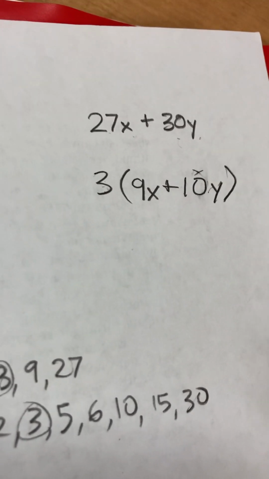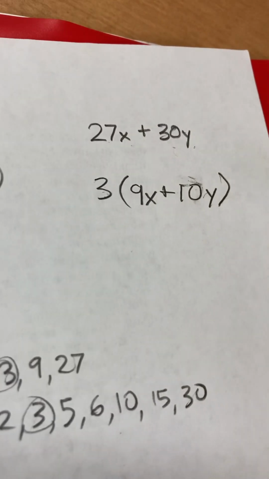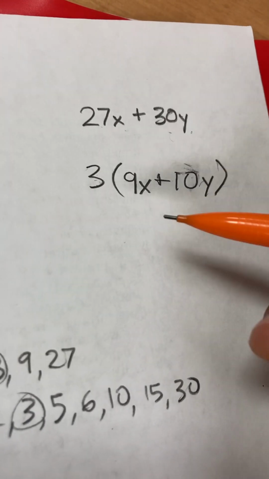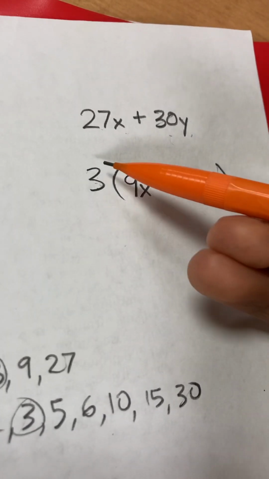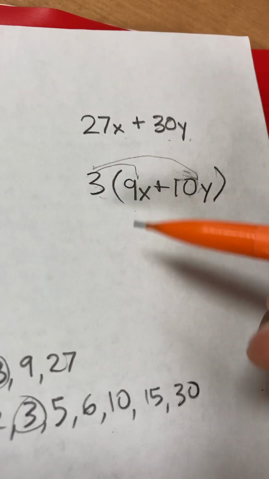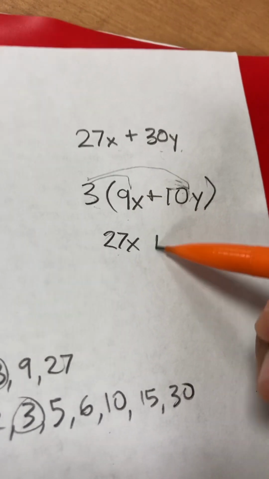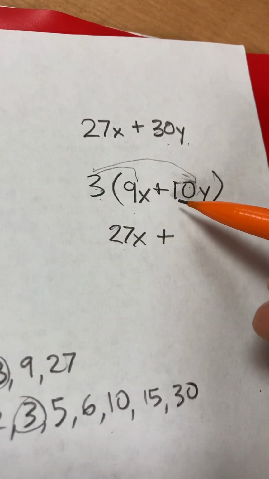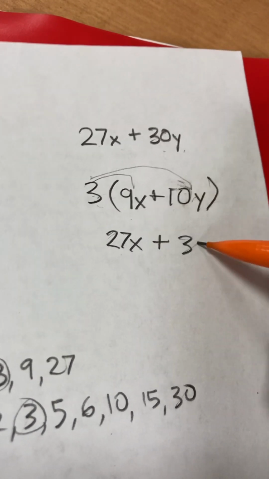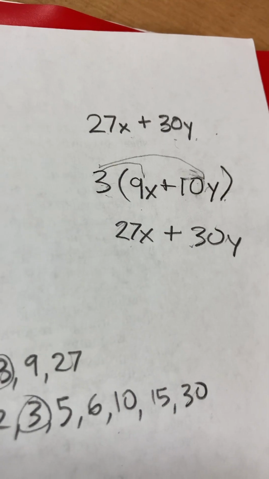And there you go. That's how you would factor. And remember, if you want to check your work, you can just apply the distributive property. So the 3 will multiply on both of these numbers. 3 times 9 is 27. Don't forget the x. And 3 times 10 is 30. Don't forget the y. These two are the same, so my answer is correct.